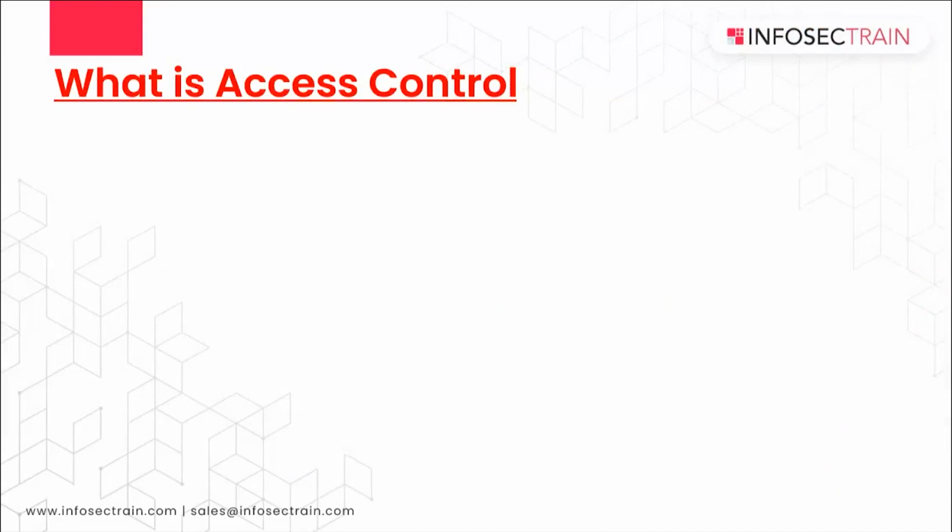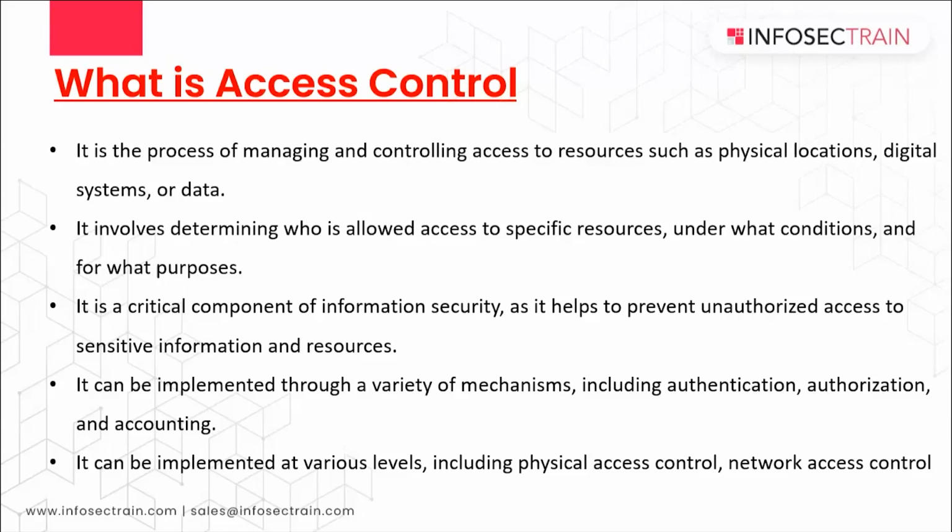What do we have? We have access controls. Okay, we have access control. So access control is what? I know where you got that answer from, I already guessed that. Access control is a process of managing and controlling access to resources such as physical locations, digital systems, or data. It involves determining who is allowed access to specific resources, under what conditions, and for what purposes. So it's a critical component of information security as it helps to prevent unauthorized access to sensitive information and your resources.